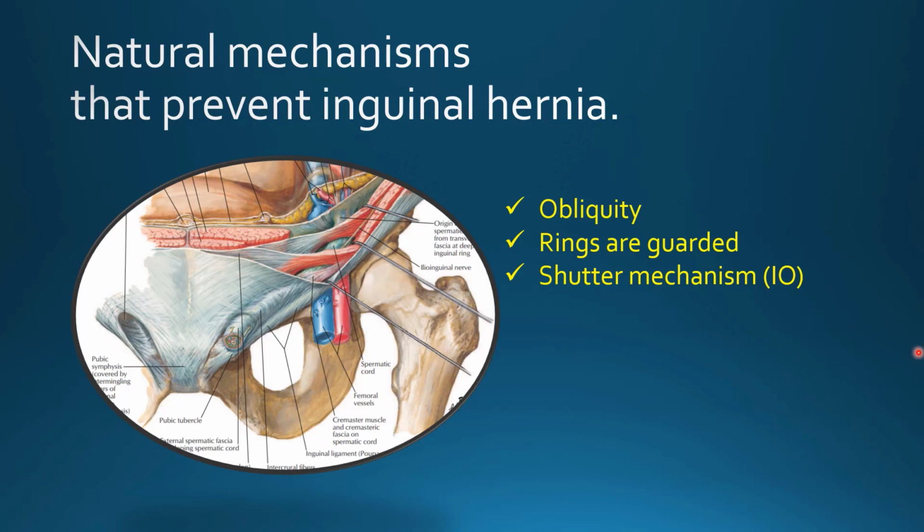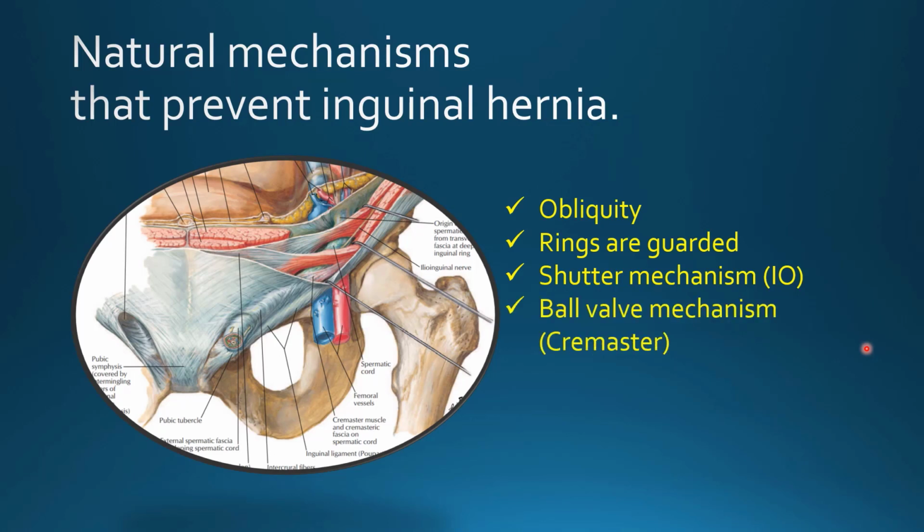Like that, they are strengthening the rings. Shutter mechanism. Arched fibers of internal oblique and transverse abdominis muscle are making shutter-like mechanism. When they contract, they really pull the roof towards the floor during contraction. So this is how it is preventing the contents which try to go out through the canal.